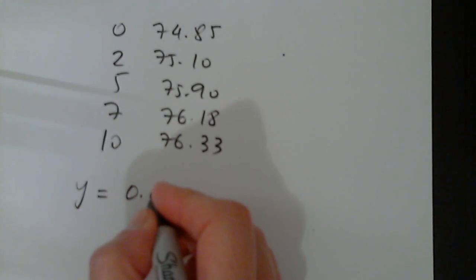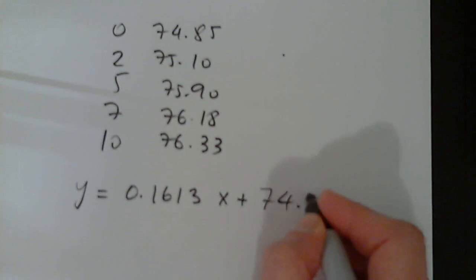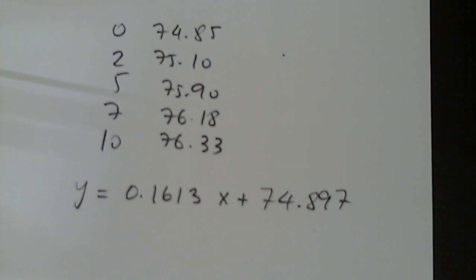Here it is. The linear regression line is y equals 0.1613x plus 74.897. Good. Now you can already see it entered, because I asked the calculator to enter it. Look at the graph. I have the scatter plot, and I also have the linear regression line already graphed. Now, they are saying, use the regression line to predict the life expectancy of men in 2025.